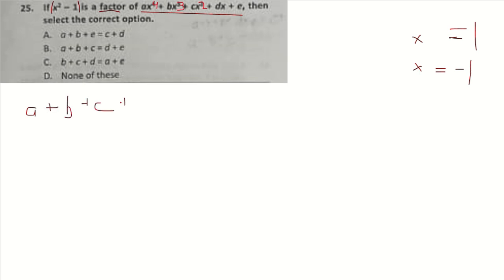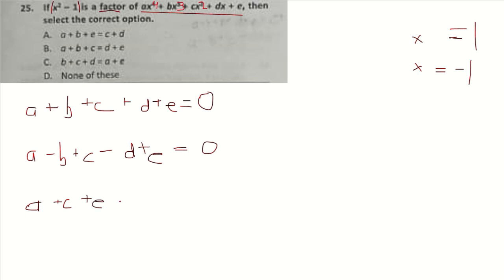A plus b plus c plus d plus e is equal to 0. Now, but what if we take minus 1? Minus 1 power 4 is 1, so it will remain a. But minus 1 power 3 is minus 1, so it will be minus b plus c minus d plus e is equal to 0. So when we take b and d to the right side, a plus c plus e is equal to b plus d.